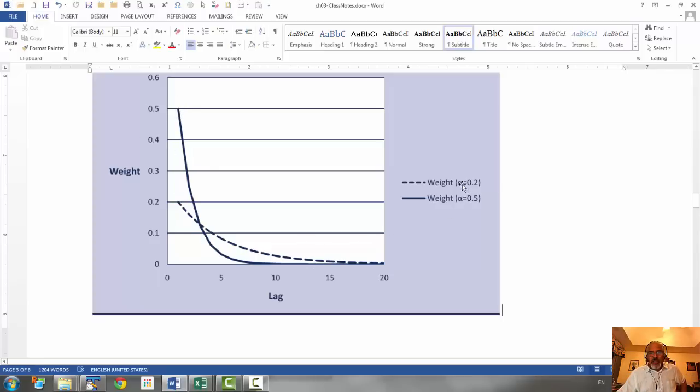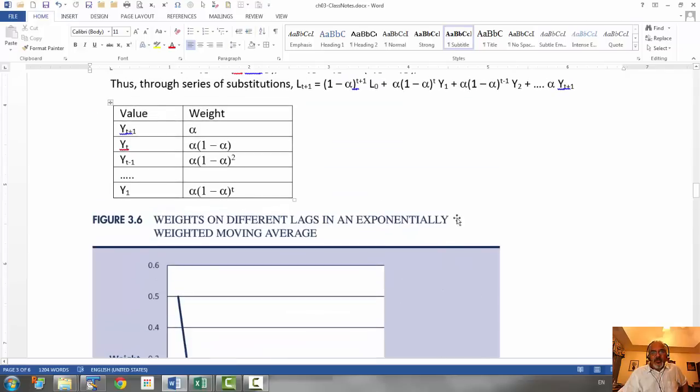The smaller the alpha value, the less steep the decline is. It's more stable. With a larger alpha value, the decline is pretty fast. This is the reason why, since the weights are exponentially declining in the past, this method is called exponentially weighted moving average. The weights are exponentially smaller and smaller as you go way back in the past.